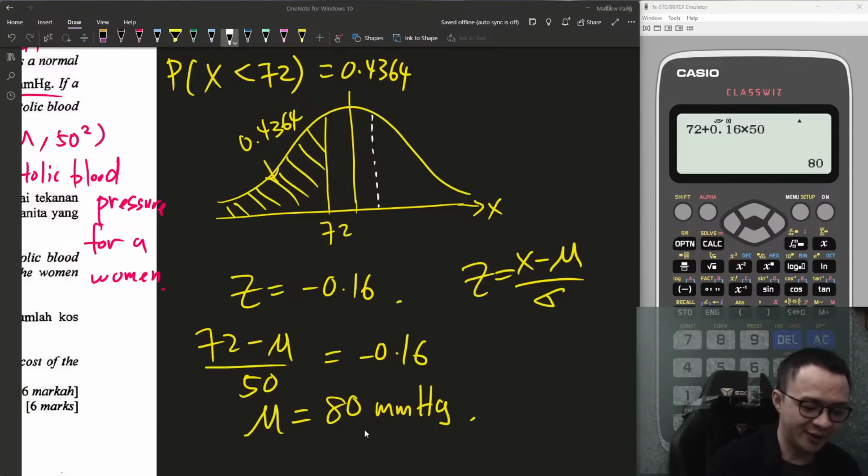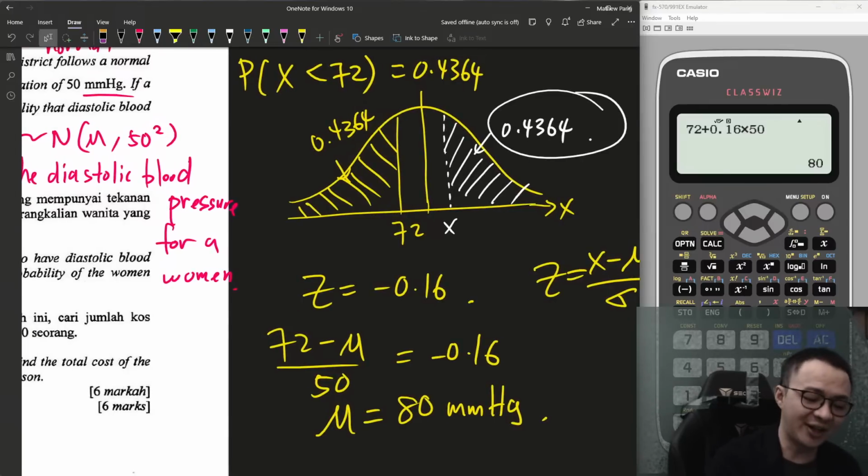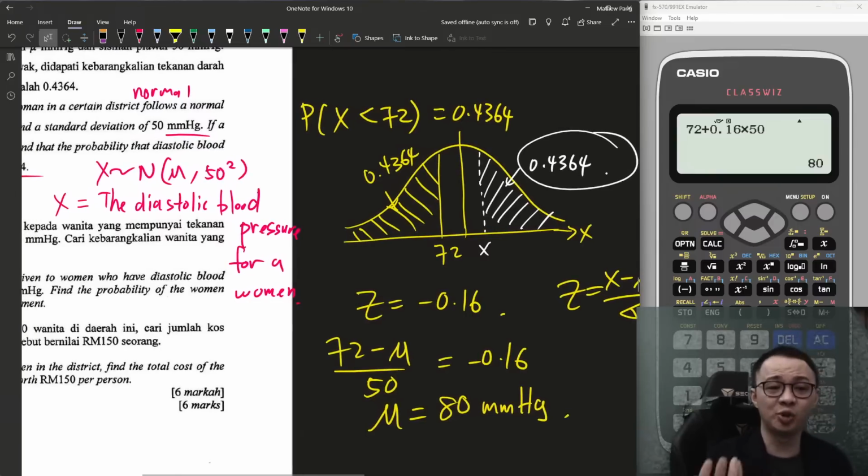Yeah, this is the Z value, which you do not know. You may think X value also can, because here we are doing X, right? But because of symmetry, this area is 0.4364. So you need to find this value from the table, and then the table will tell you the Z, and from there you can find the X. Let's try it out because I also want to help students who don't have the fancy calculator.